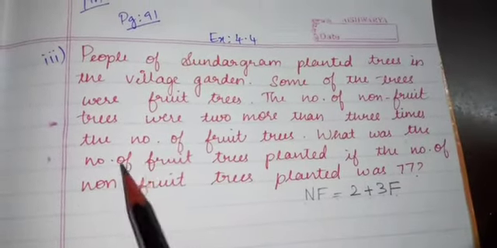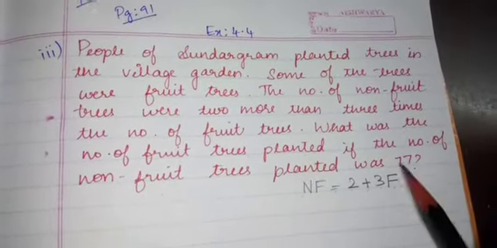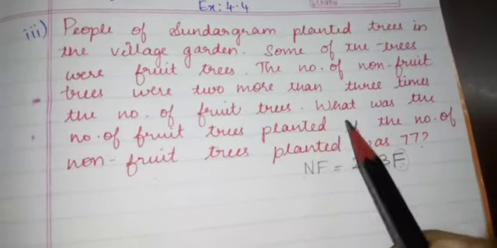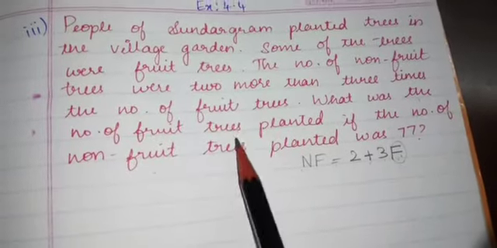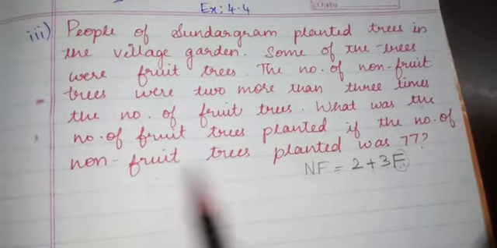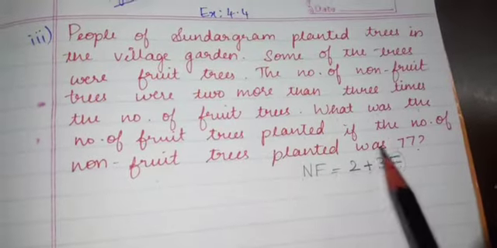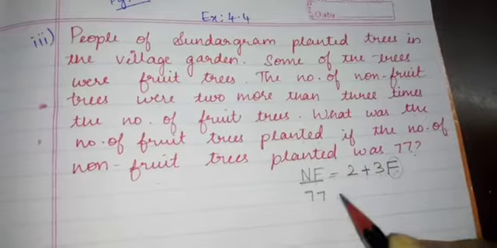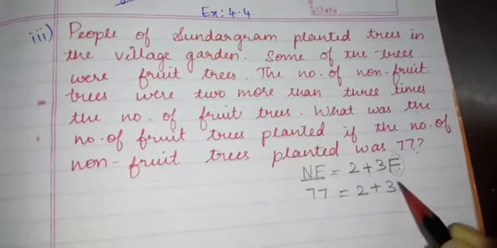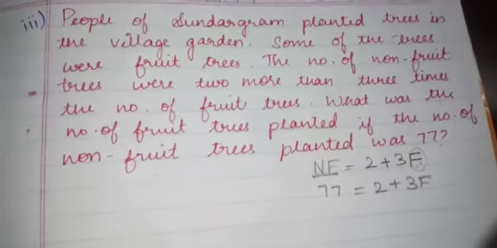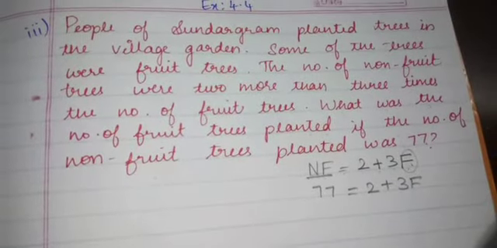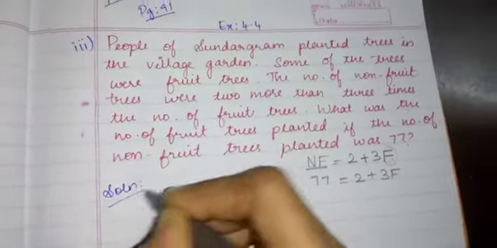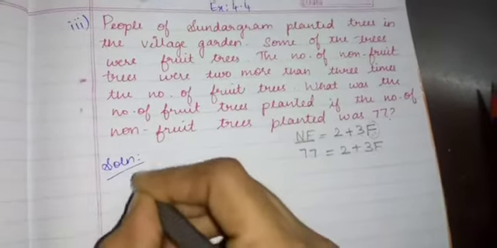What was the number of fruit trees planted? You should find the number of fruit trees. F, you should find it. What was the number of fruit trees planted, if the number of non-fruit trees planted was 77? So how many non-fruit trees are there? 77 is equal to 2 plus 3f. Okay, this is your equation. Now shall I write the solution for that given equation? Yes. Okay, now I am going to write what is given.